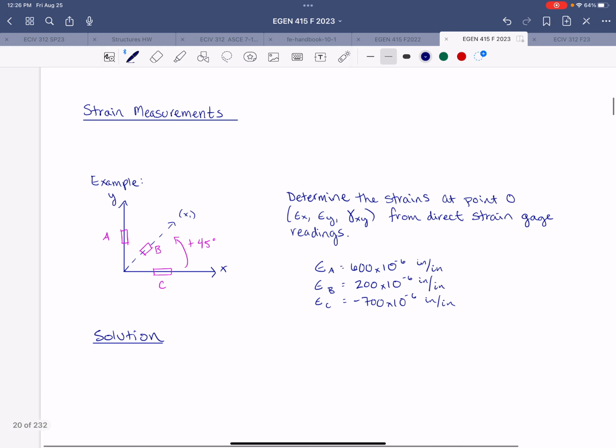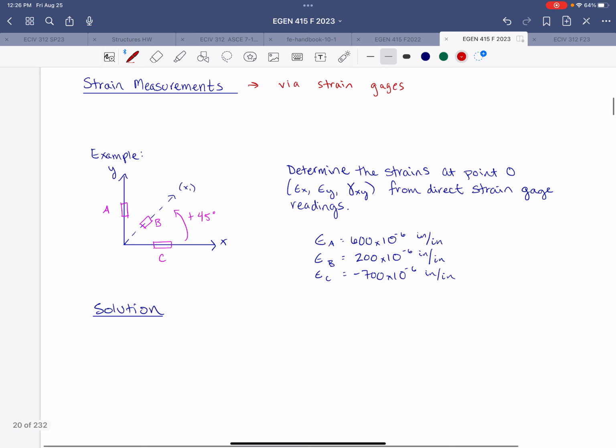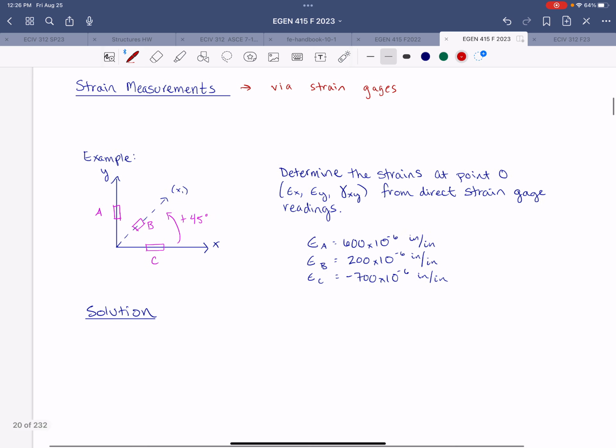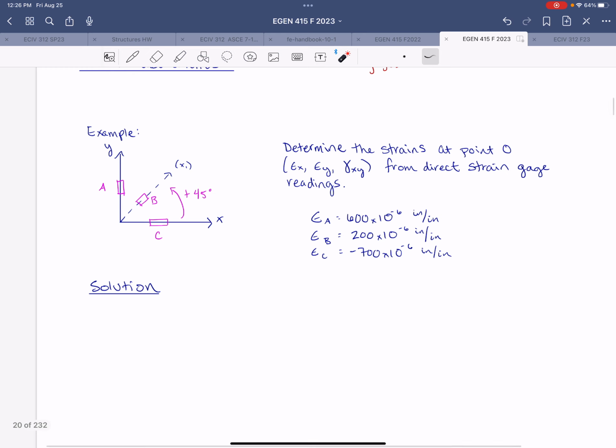So now moving on to strain measurements. We'll use strain gauges to measure strains. As an example here, we have 3 strain gauges, A, B, and C, oriented as shown. We're asked to find the strains at point O, which is not labeled. That's supposed to be this point right here, from the strain gauge readings.